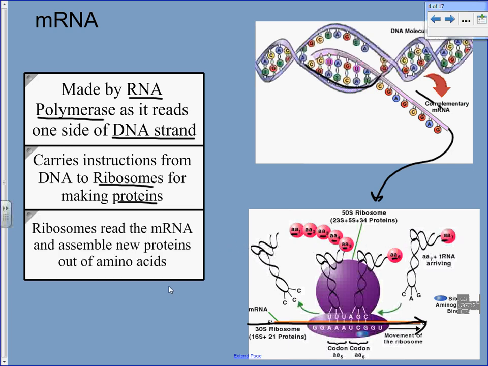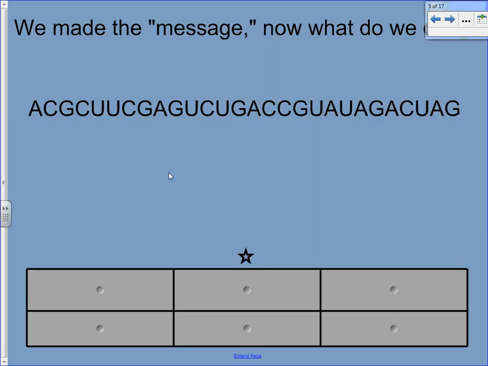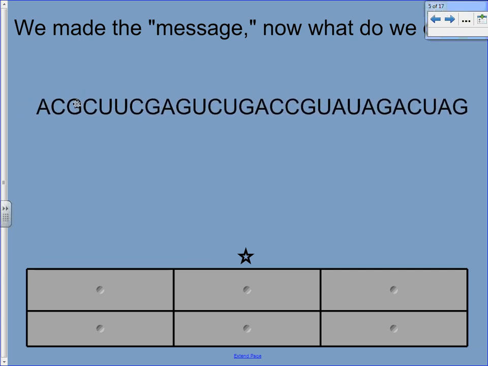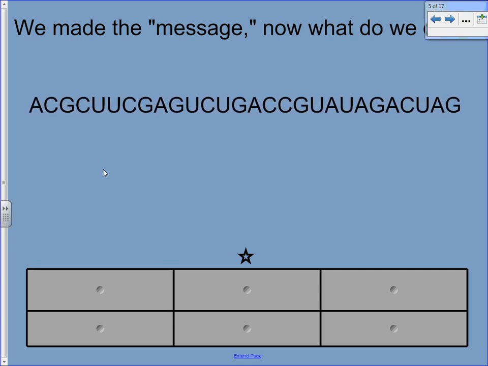All right, so if this is a strand of, well, let me ask you, is this a strand of mRNA or DNA? Hopefully you said RNA, because if you look, there's U's here. So that should tell you that this is RNA. So we've written down our message during transcription. So what do we do now? Well, we have to have some way to read this.